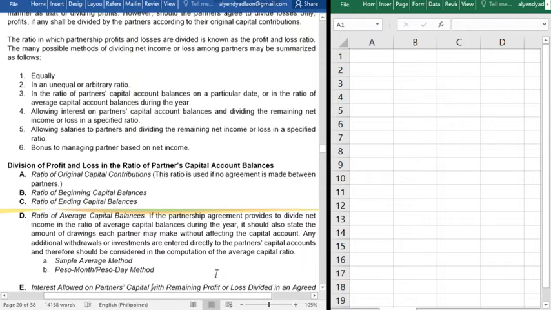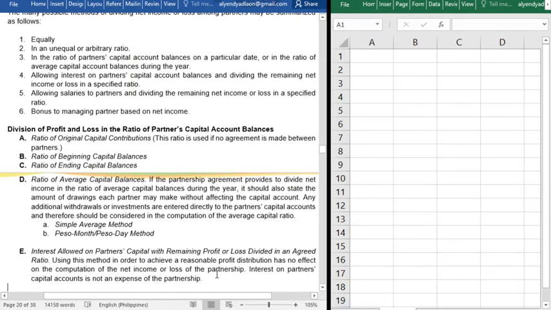Now let's proceed to letter E. Interest allowed on partner's capital with remaining profit or loss divided in an agreed ratio. So I've already discussed this, where we are to provide interest, say for example 10% interest of the capital. Now take note class that since this is an interest, the computation is just like how we make computation of an interest of a loan or a liability.